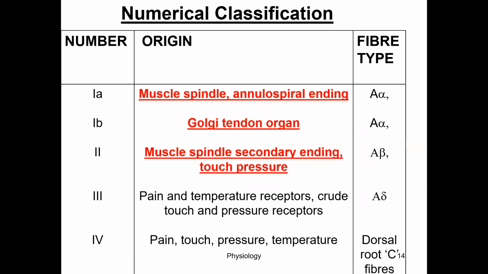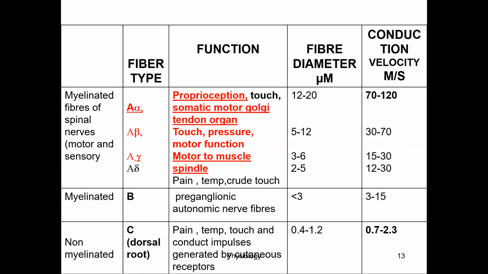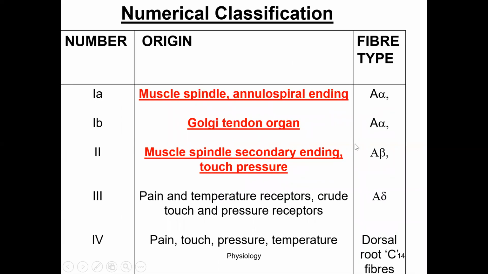Again, as you know, there are two classifications of the nerve fibers. One is called numerical classification, and this depends on diameter and conduction velocity. Here in numerical classification, we have group 1A, group 1B, group 2 fiber, group 3 fiber, group 4 fiber. Group 1A and group 1B are for the muscle spindle and Golgi tendon organ. Group 2 is for the muscle spindle.